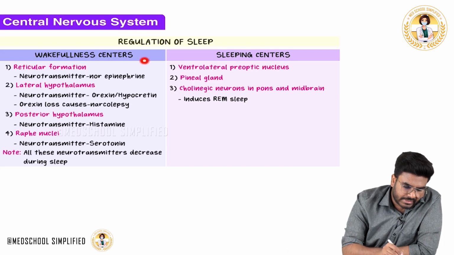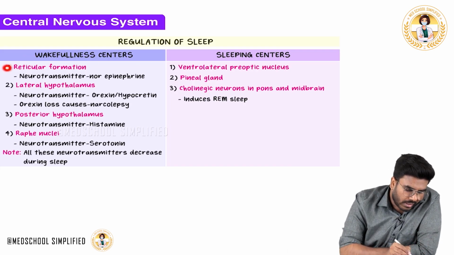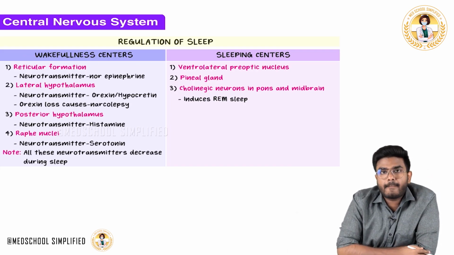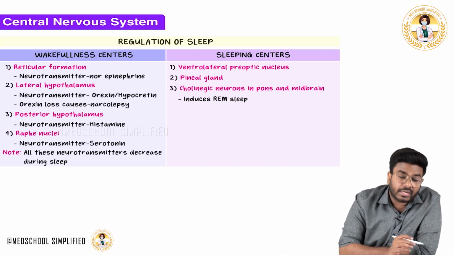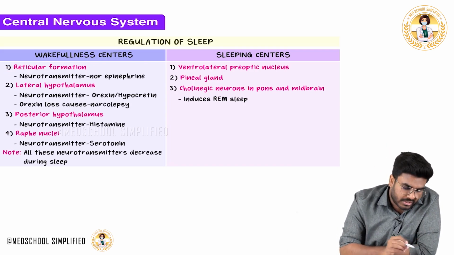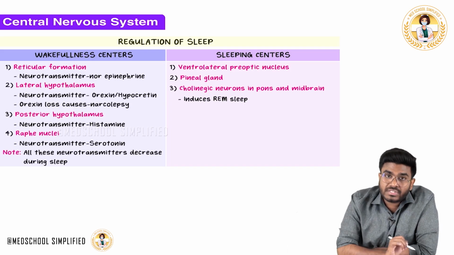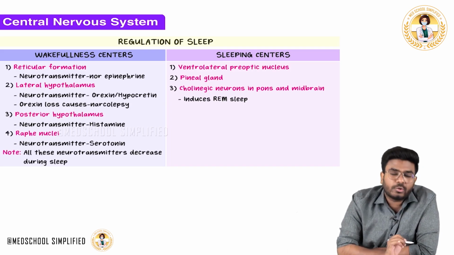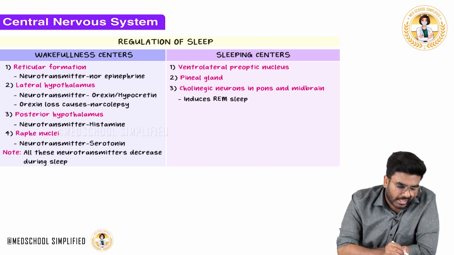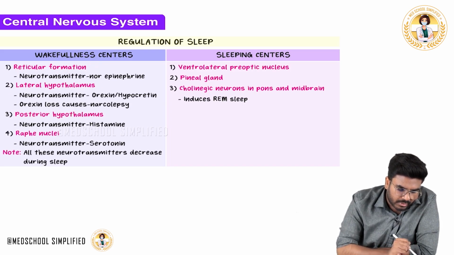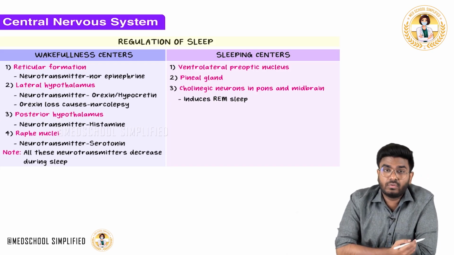Now, what are the wakefulness centers? There are 4 important wakefulness centers. These four important centers are reticular formation, lateral hypothalamus, posterior hypothalamus, and Raphe nuclei. Just one more time: reticular formation, lateral hypothalamic nucleus, posterior hypothalamic nucleus, and Raphe nuclei. All these higher centers in your brain are considered the wakefulness centers.